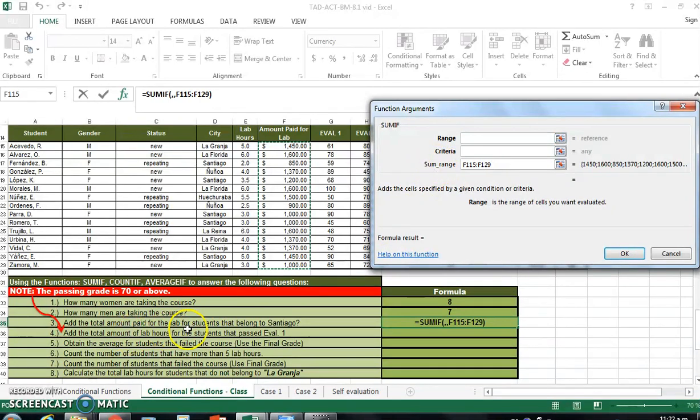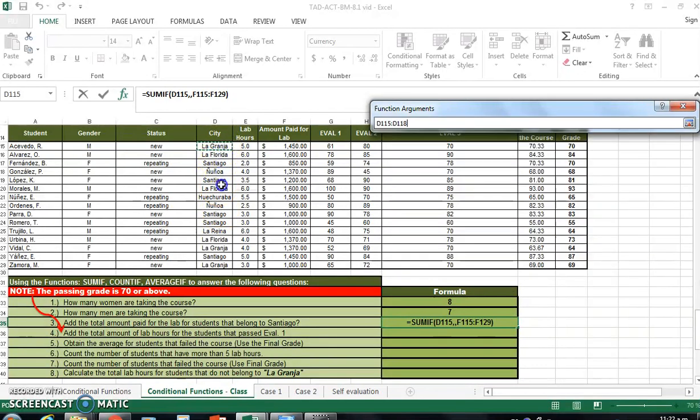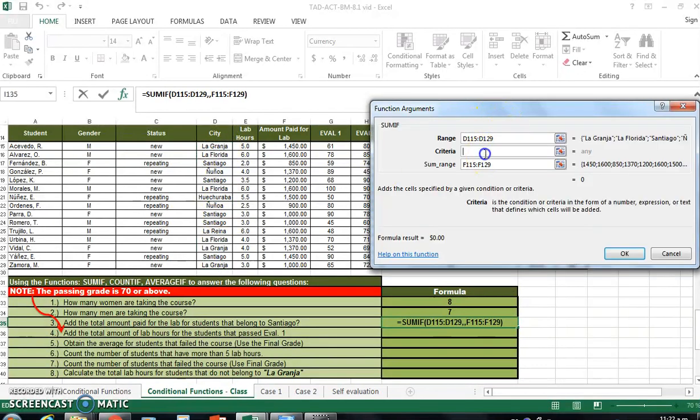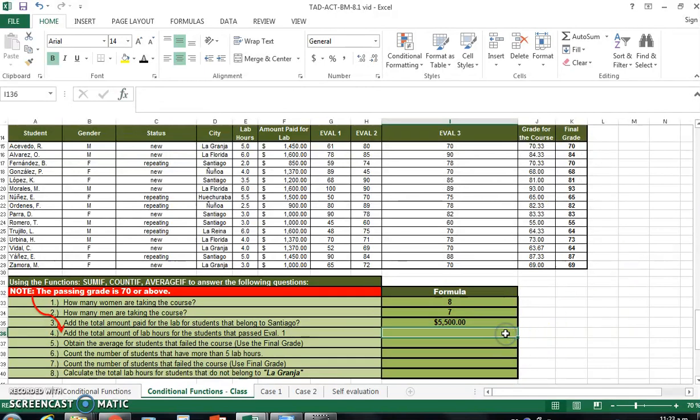And then it continues. For the students that belong to Santiago, Santiago is the city, so the range of cells for our VIPs, which is the city of Santiago, is this one. And then the criteria for only Santiago is equal to Santiago. And that's it. So range and criteria are about the VIPs, which is all about the city. And the sum range in this case is the amount paid for the lab. So this is the calculation. And then OK.